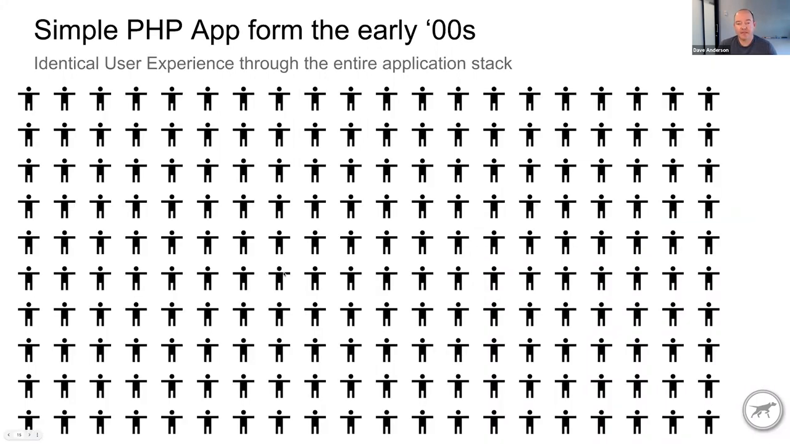Why is that? Because this is a very simple application, and early on, 10 or 15 years ago, there was mostly an identical experience through the entire application stack. So all of your visitors could essentially be thought of as having the same kind of experience. There was no individual in-application experience that was different from one visitor to another.